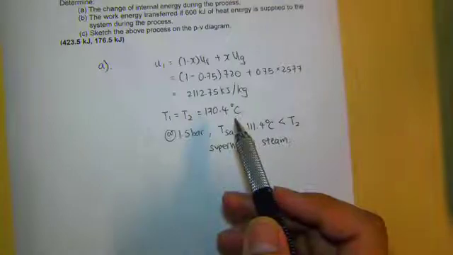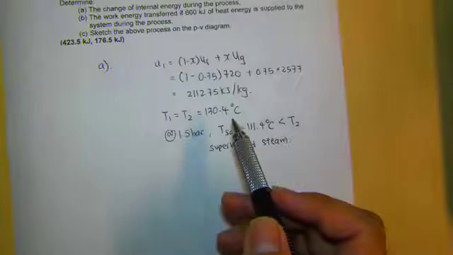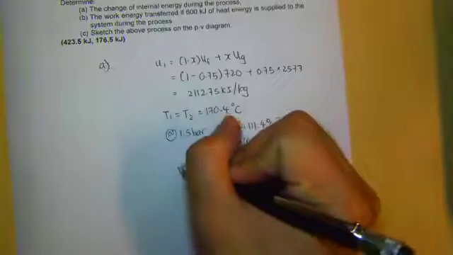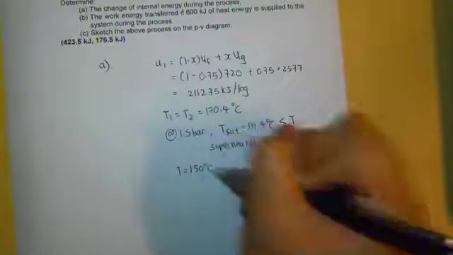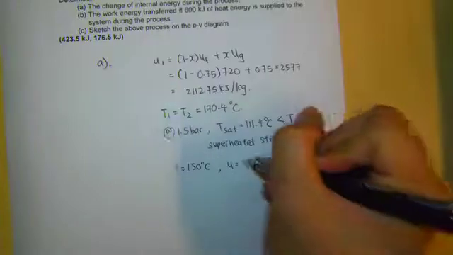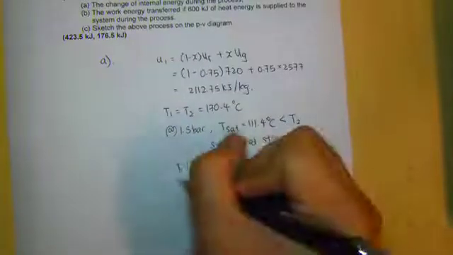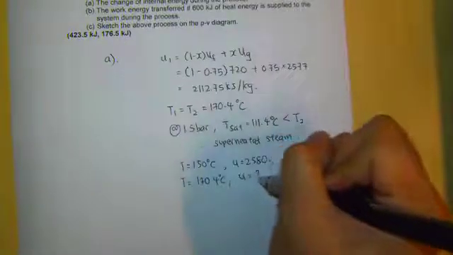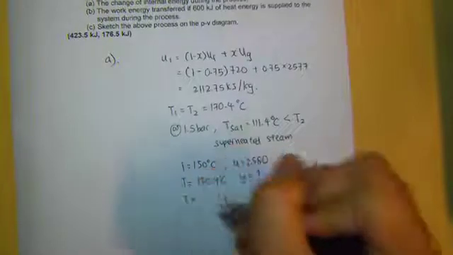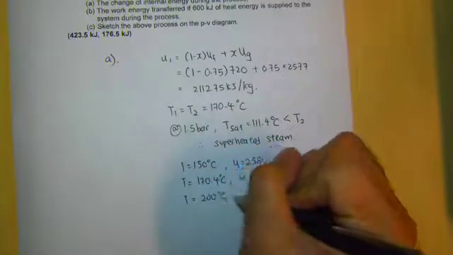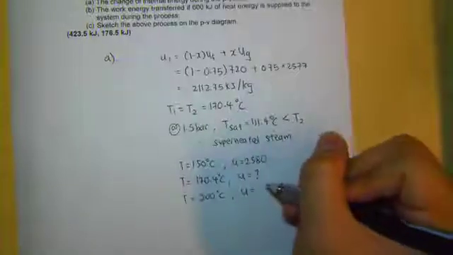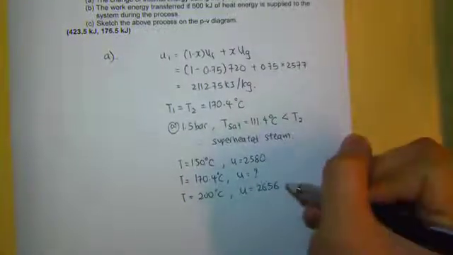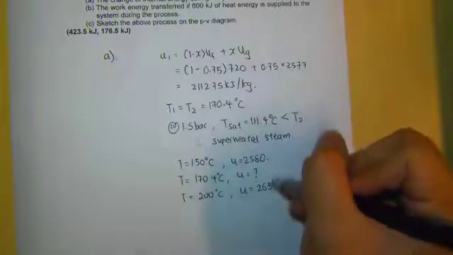Referring to the 1.5 bar row, we will interpolate between 150 degrees Celsius and 200 degrees Celsius. When T is 150 degrees Celsius, U is 2580. When T is 170.4 degrees Celsius, U is the unknown. When T is 200 degrees Celsius, U will be 2656. So we interpolate between these 2 sets of values.